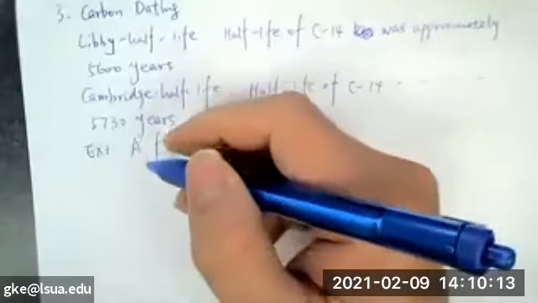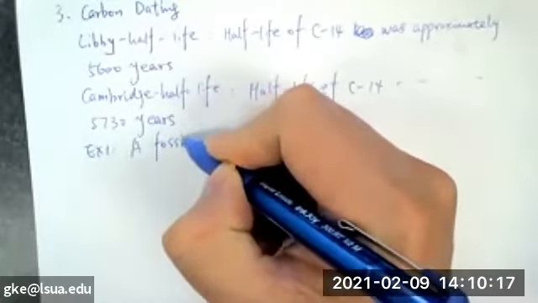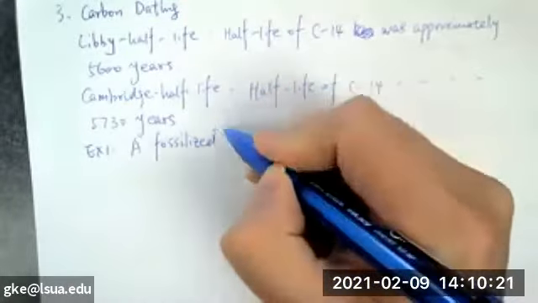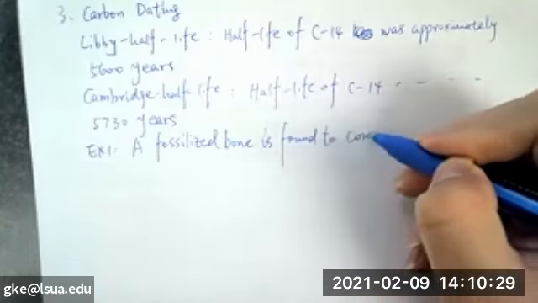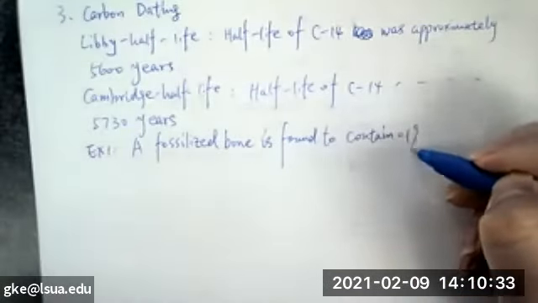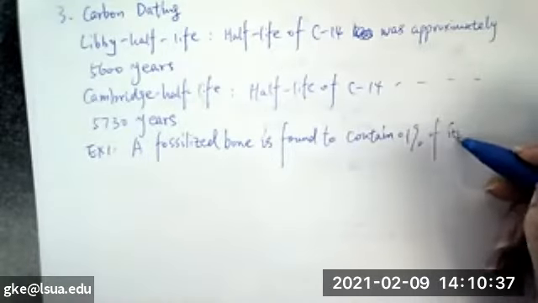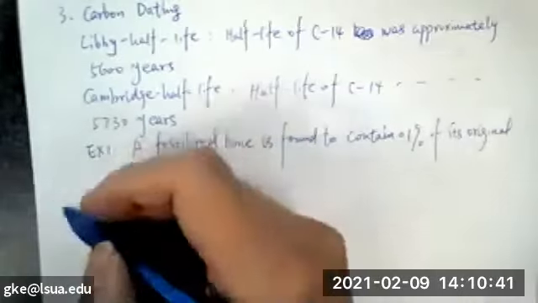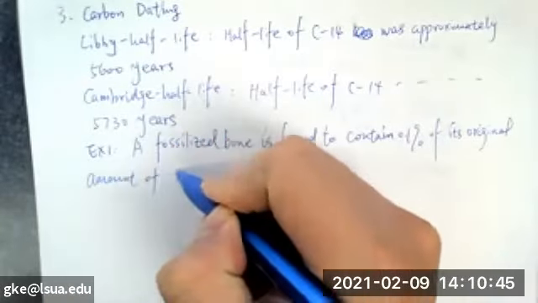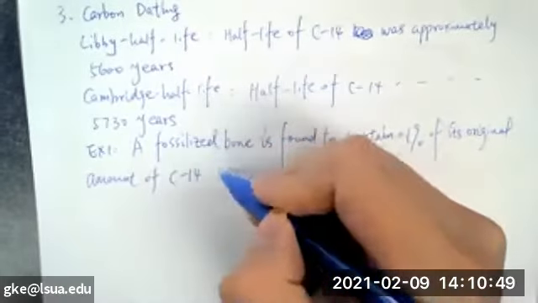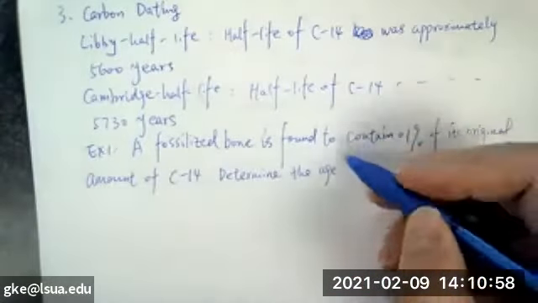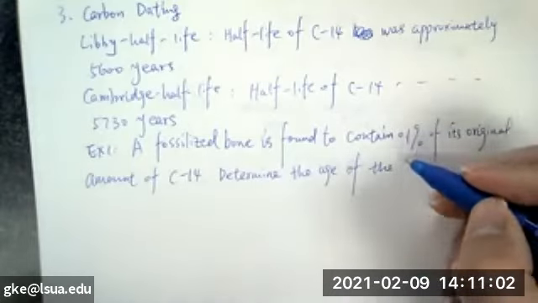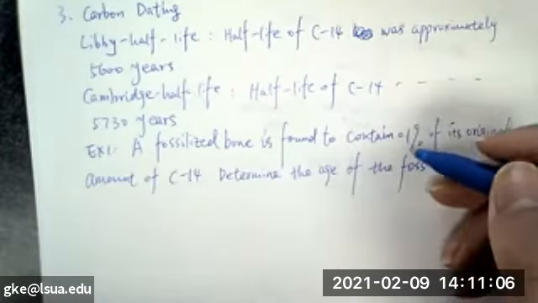One, a fossilized bone is found to contain 0.1% of its original amount of C14. Determine the age of the fossil. Okay.